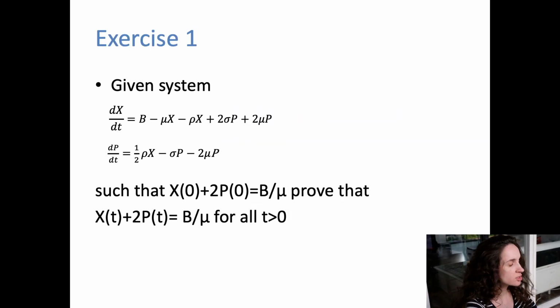Okay, exercise number 1. Given the system of ordinary differential equations which describes the evolution of the pair formation process in a population with background demographic processes, prove that if the system starts in a state where the total initial population adds up to b over mu, the total population size will remain in the same state for all future times.